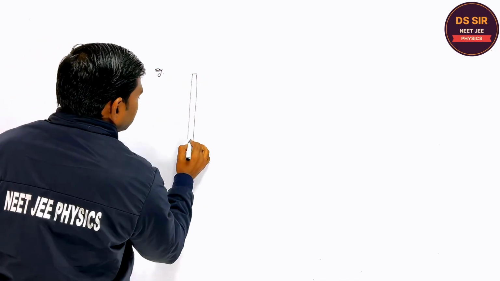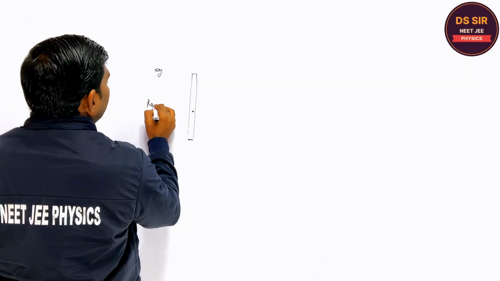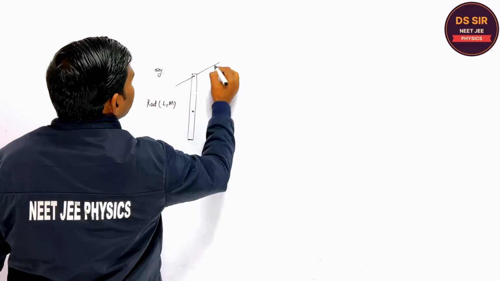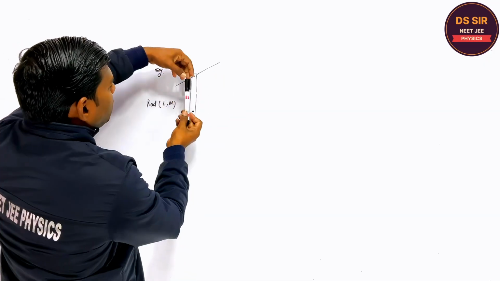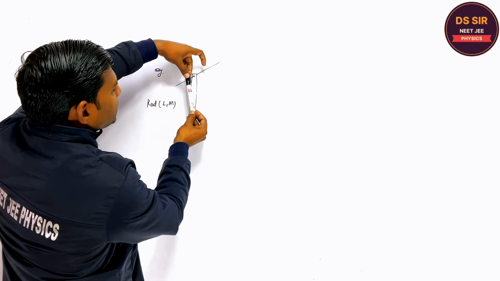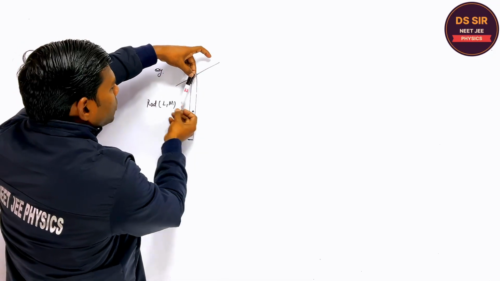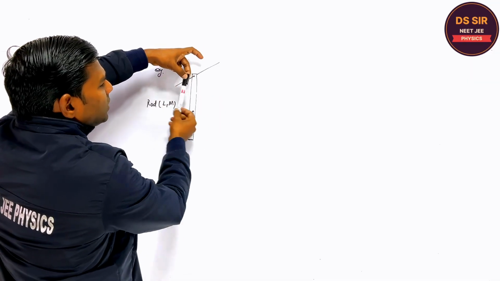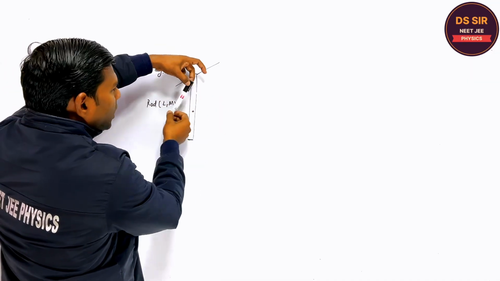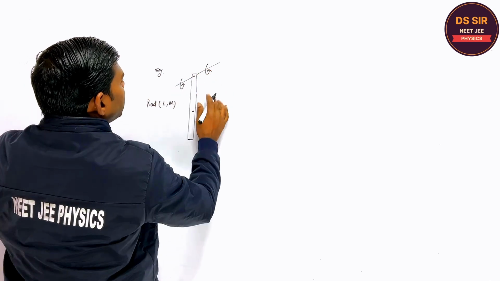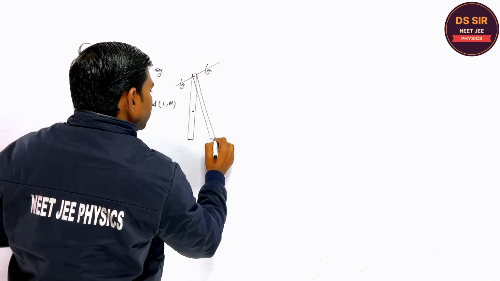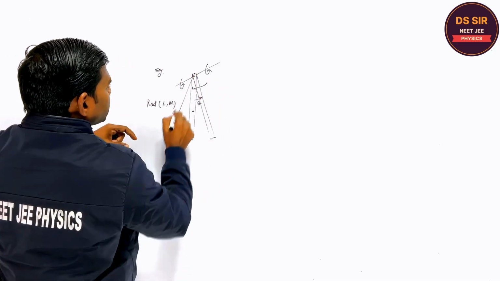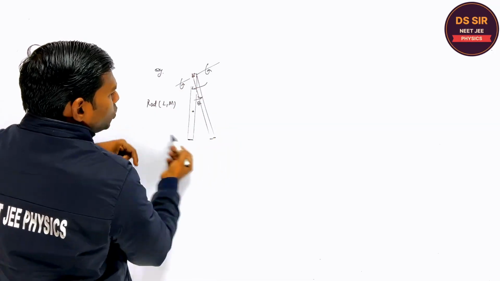Suppose this is a rod of length L and mass M, suspended from its one end like this. If it is tilted a little bit by angle theta, it will start oscillating like this. We have to find the time period of this rod about this axis of rotation. Is it clear or not? If you give the angular displacement a little bit, torque will be applied and it will start oscillating about its mean position, to and fro.